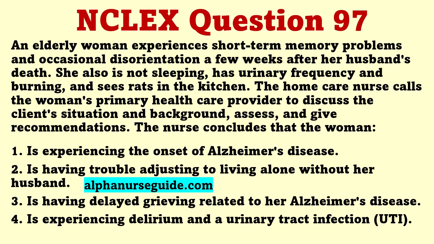An elderly woman experiences short-term memory problems and occasional disorientation a few weeks after her husband's death. She also is not sleeping, has urinary frequency and burning, and sees rats in the kitchen. The home care nurse calls the woman's primary health care provider to discuss the client's situation and background, assess, and give recommendations. The nurse concludes that the woman: 1. is experiencing the onset of Alzheimer's disease. 2. is having trouble adjusting to living alone without her husband. 3. is having delayed grieving related to her Alzheimer's disease. 4. is experiencing delirium and a urinary tract infection.